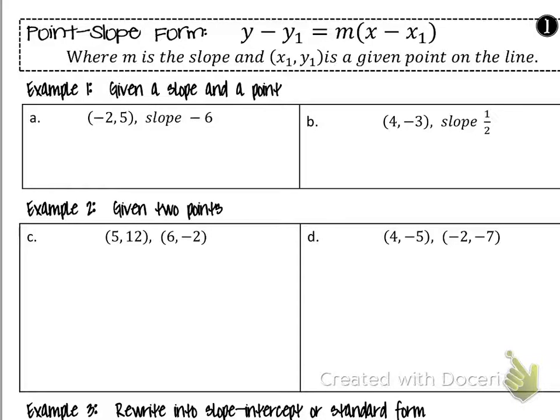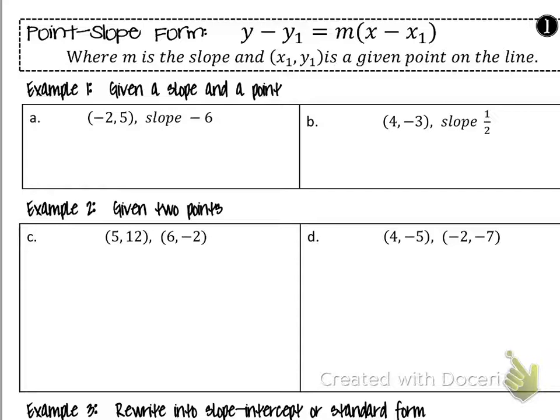You're going to take notes over point slope form in your flip book. We're on page 10. Point slope form is y minus y1 equals m, parentheses, x minus x1, where m is the slope and x1, y1 is a given point on the line. So you're going to use this form to make a linear equation if you are given a point and a slope, or if you're given 2 points.